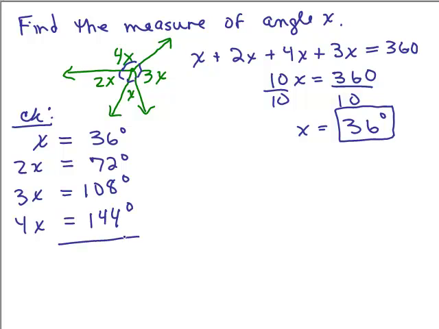Okay, so if we add all these up, what do we get? 6, 12, 13, 14, 18, whoops, 6. There we go. And 360, it does add up to 360 degrees, so it looks like this is the correct answer. So what we're looking for is 36 degrees. If the problem would have stated, state the measures of all 4 angles, our answer would be 36 degrees, 72 degrees, 108 degrees, and 144 degrees.